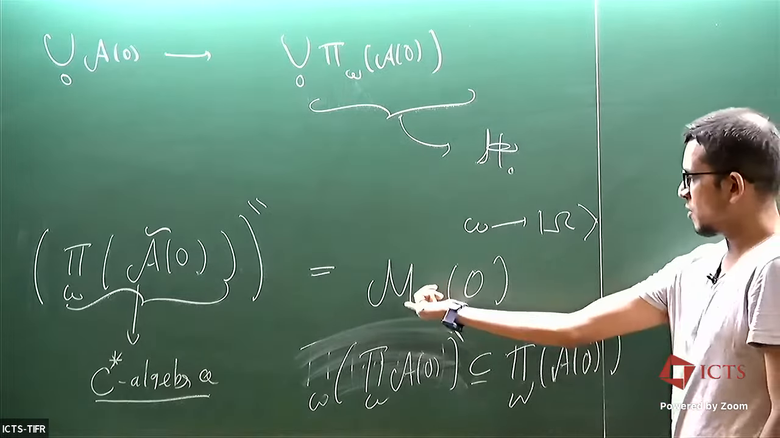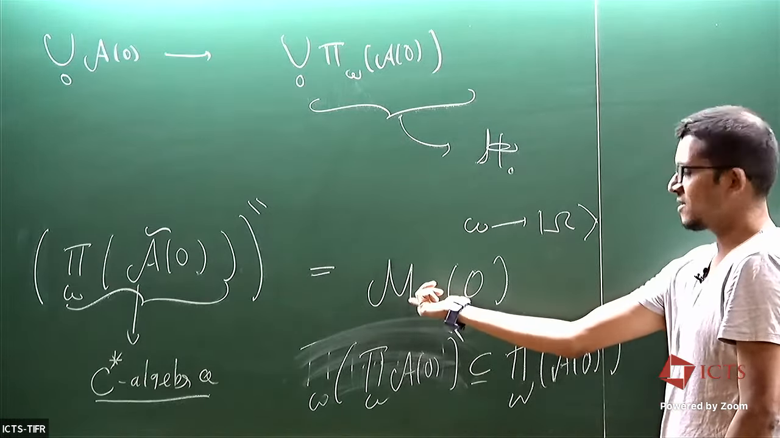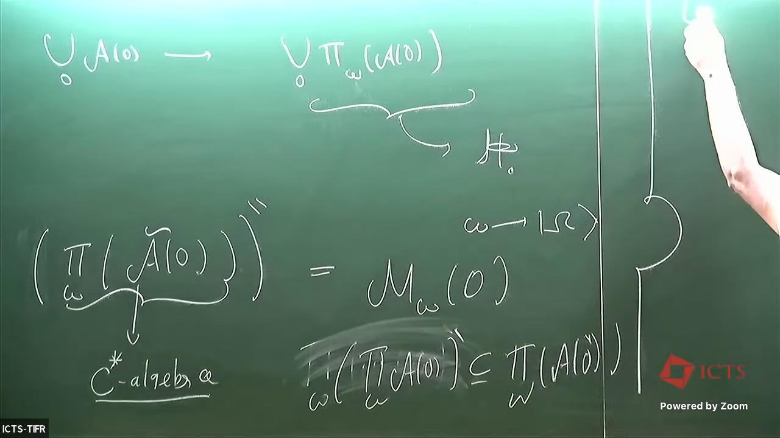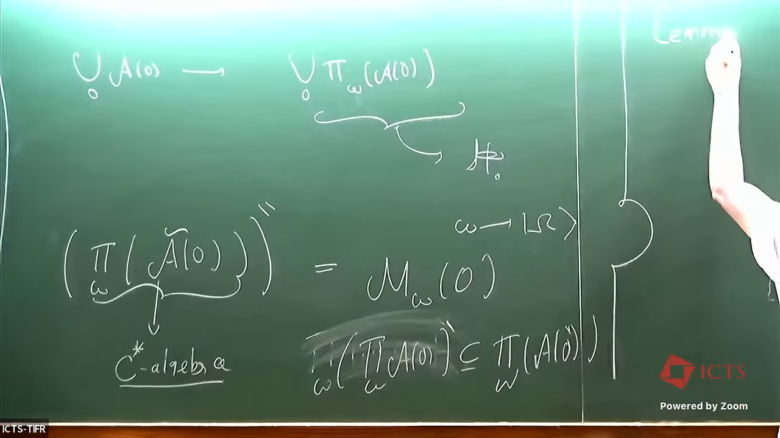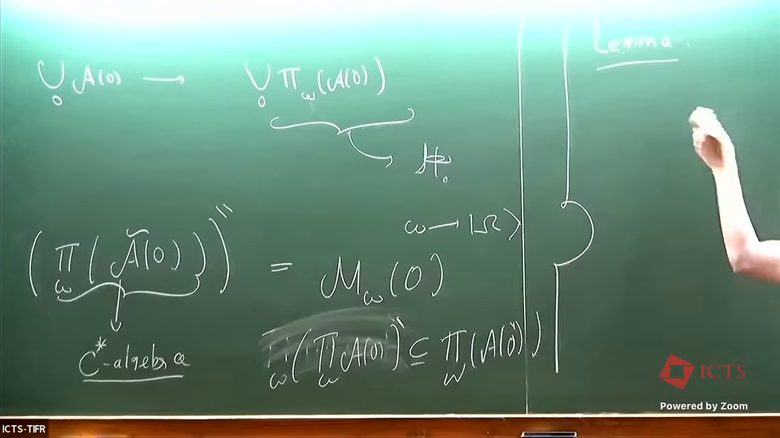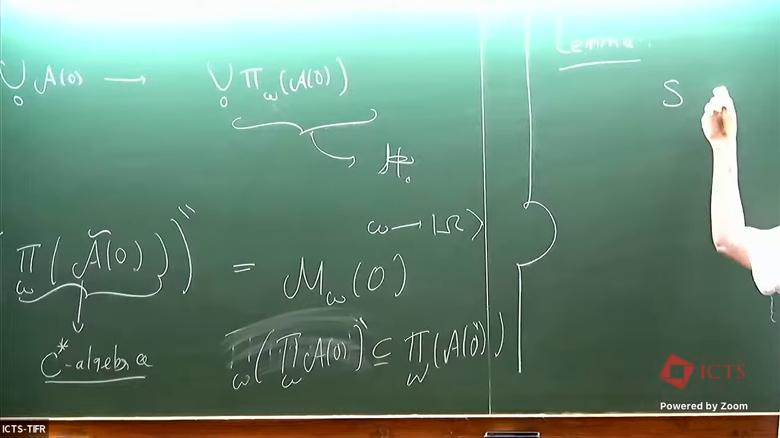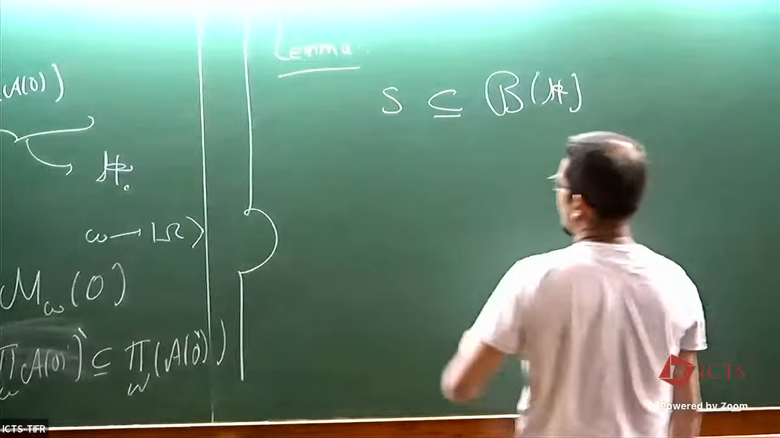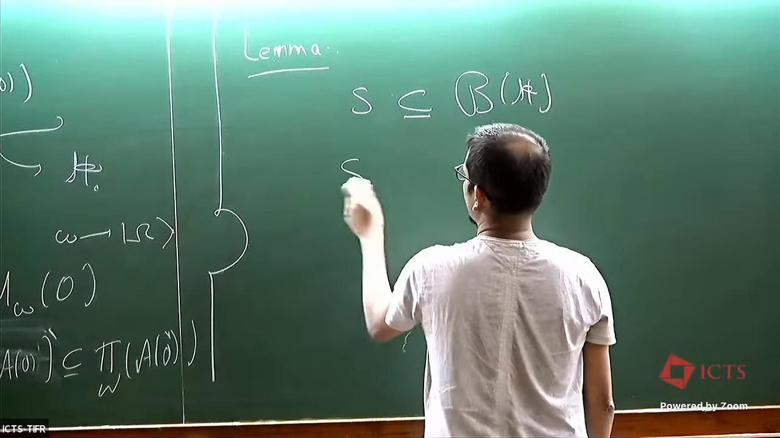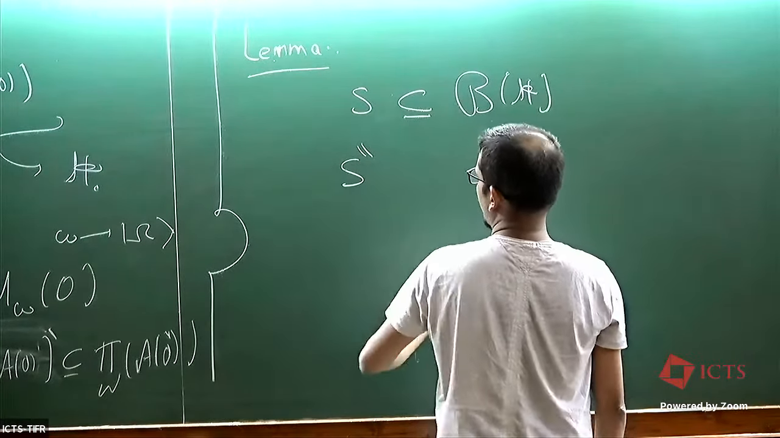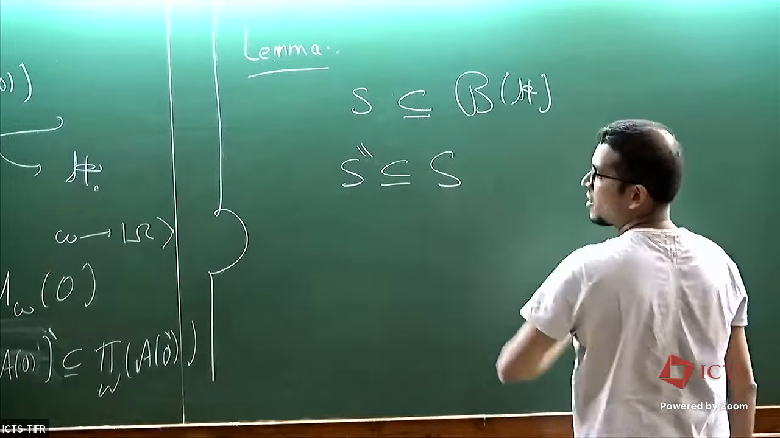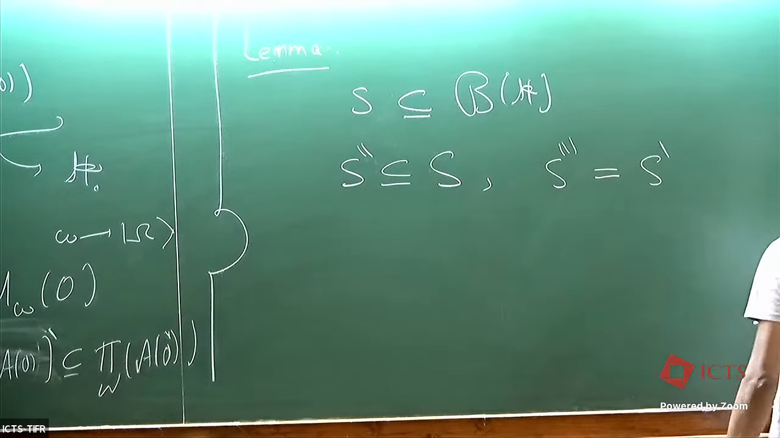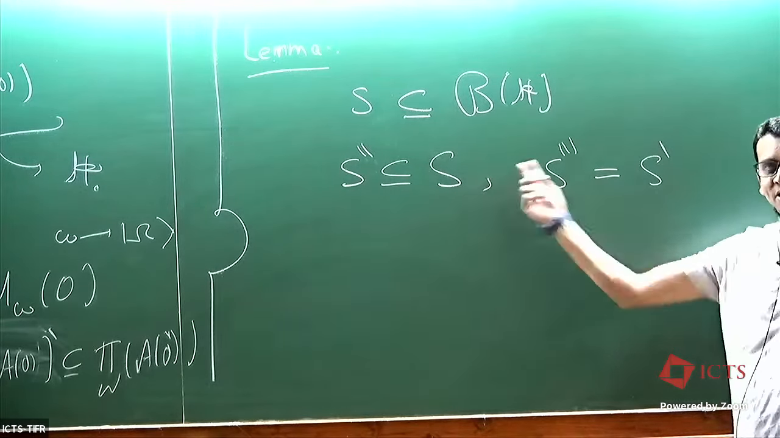But if I look at this one, you just have to notice the following thing about a bounded operator. There's a small lemma that you can immediately check. It's very simple to prove. Let's say that S is some subalgebra in the algebra of bounded operators. Then S is contained in its double commutant, but the triple commutant is equal to S prime. This is simply definition chasing. You can immediately check this.